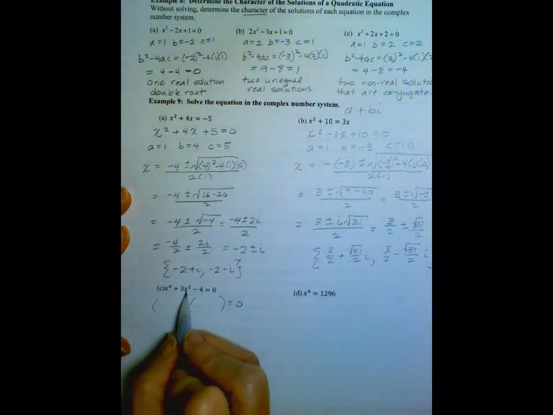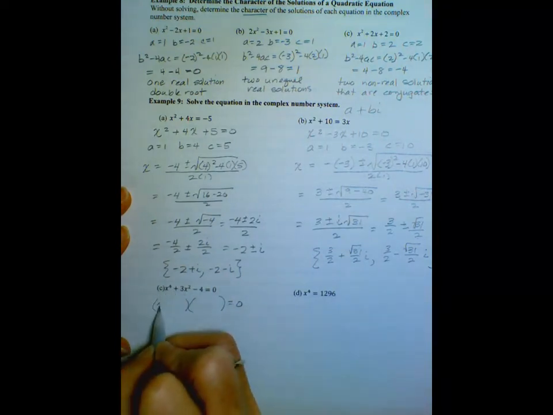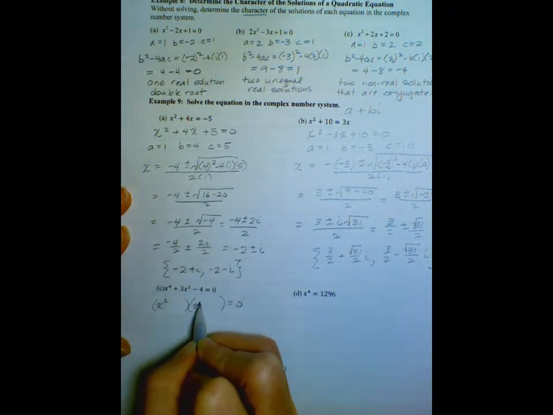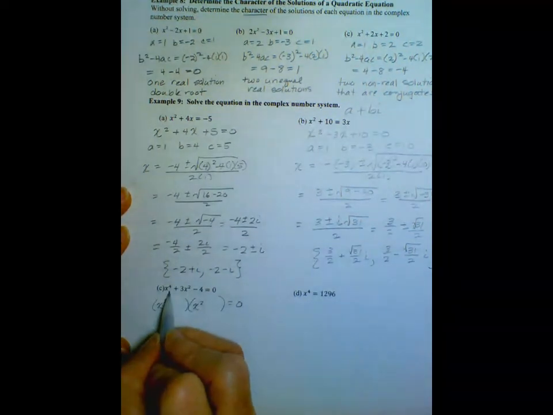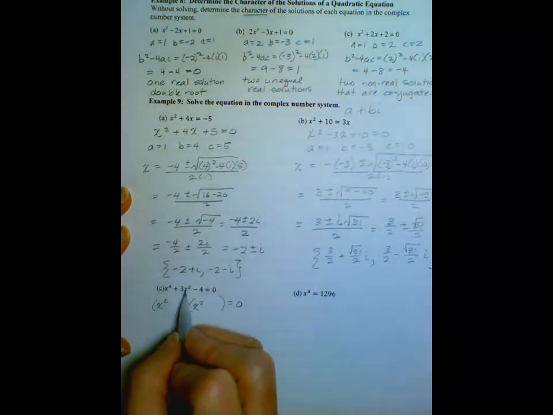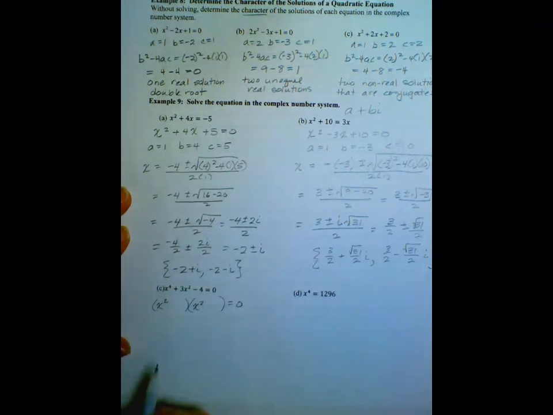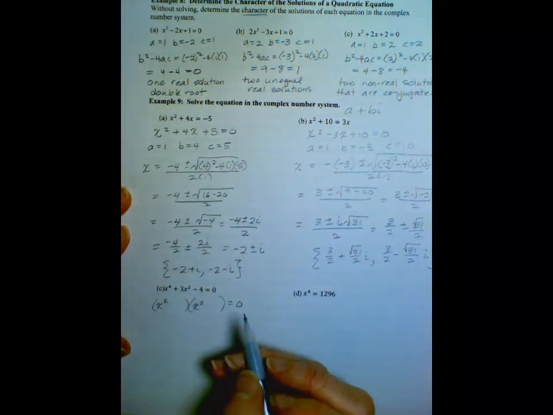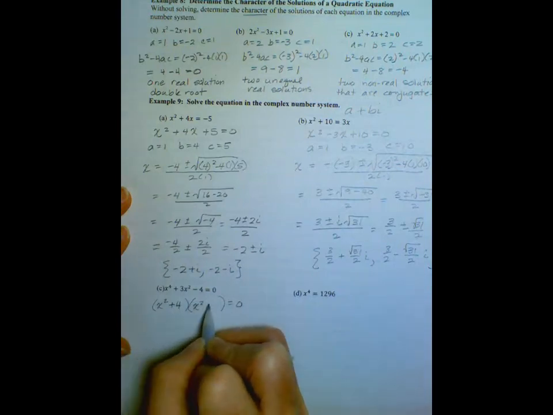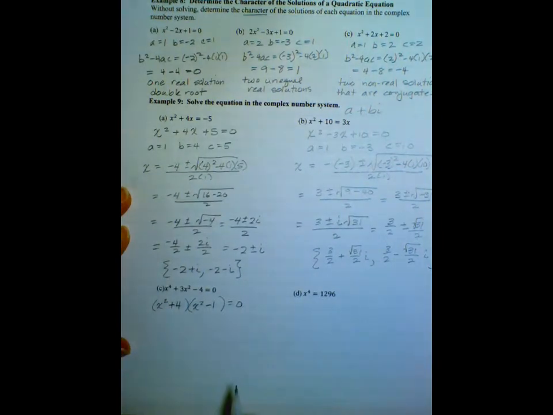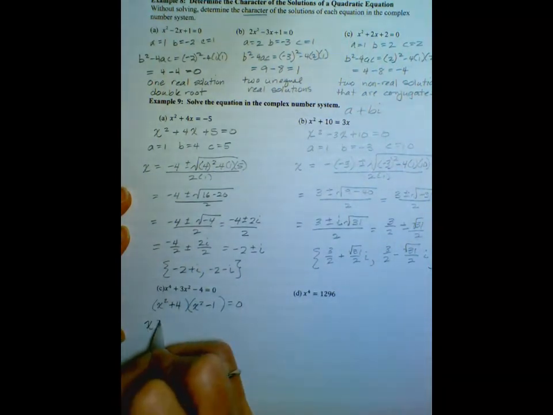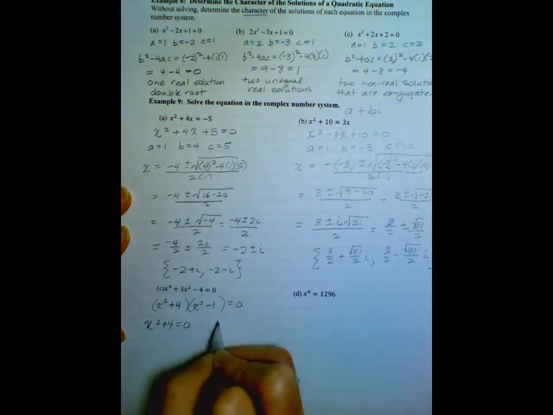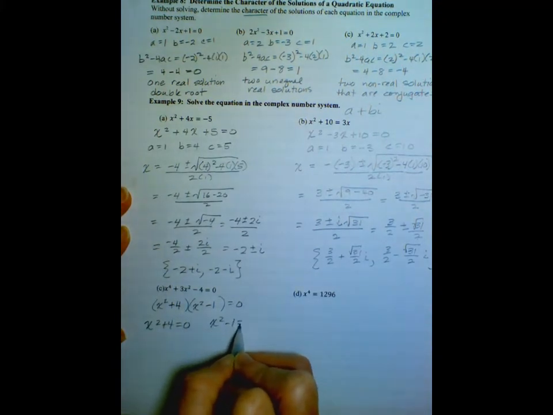X to the 4th, and that's an x squared. So maybe if I put an x squared here and an x squared here, first times first will give me that, and then I've just got to generate 3x squared and a minus 4. So two numbers that multiply to negative 4 but add to 3, what, plus 4 and minus 1? Okay. So x squared plus 4 equals 0, and x squared minus 1 equals 0.